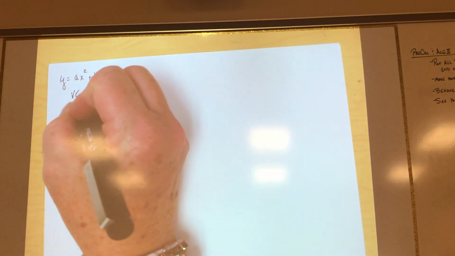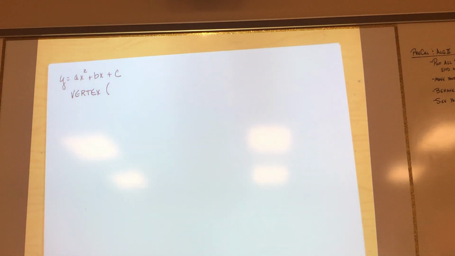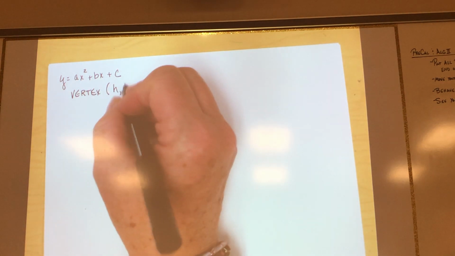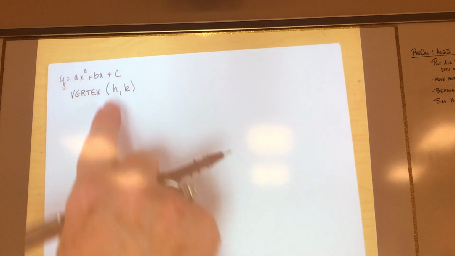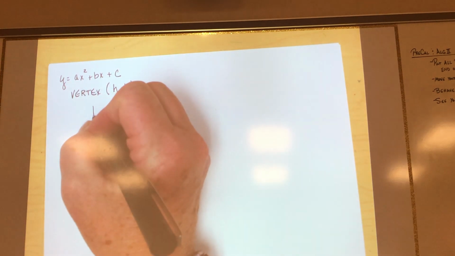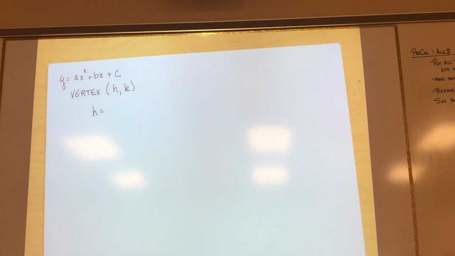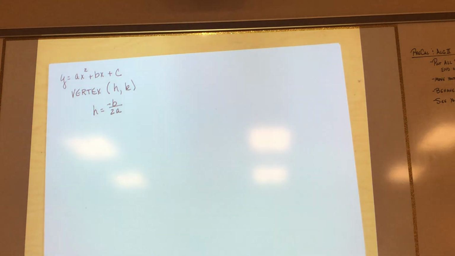My vertex. What did I tell you your vertex always was? H, K. H, K is my vertex. All right? So, y'all, you can't look at it and tell what it is, so there's a formula to find H. You have to know it. Does that mean you have to memorize it? Yes. So every time you use it, you write it down until it's stuck in your head. H is equal to negative B over 2A. The opposite of B over 2 times A.